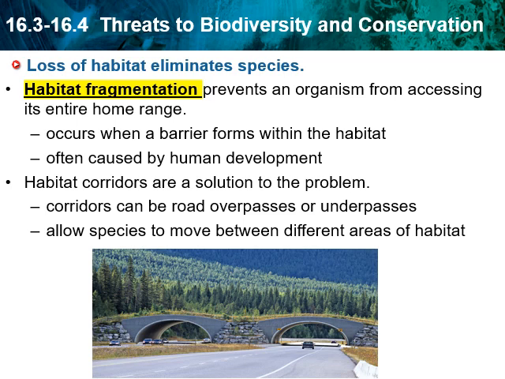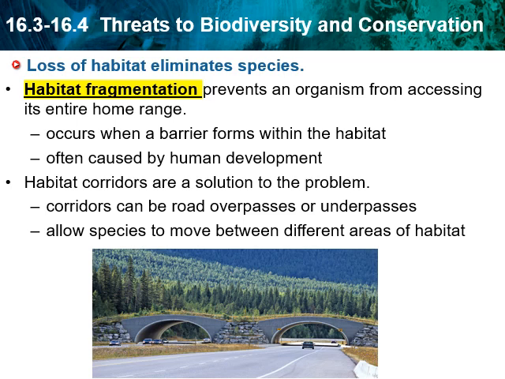Loss of habitat actually eliminates species, so it can cause extinction or even cause a species to become threatened because they have no place to live. So habitat fragmentation prevents an organism from accessing its entire home range. It occurs when a barrier forms within the habitat, like us building a road or building parking lots or building homes in an area. So it's often caused by human development.